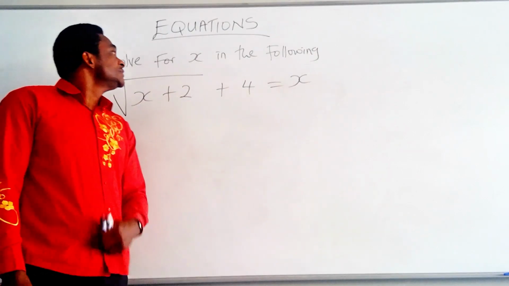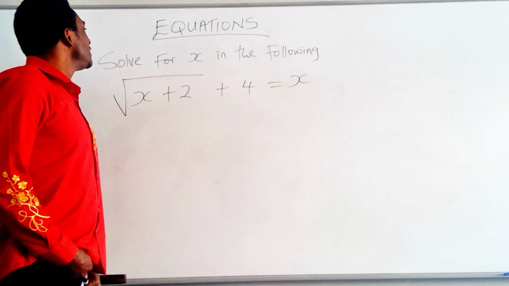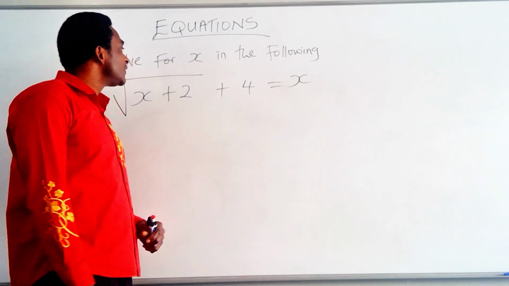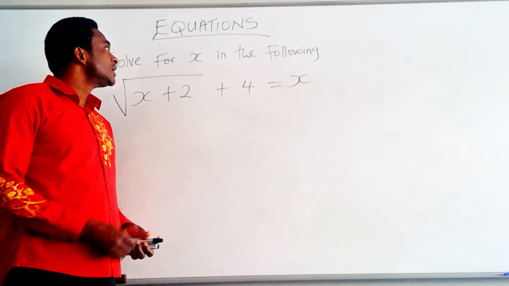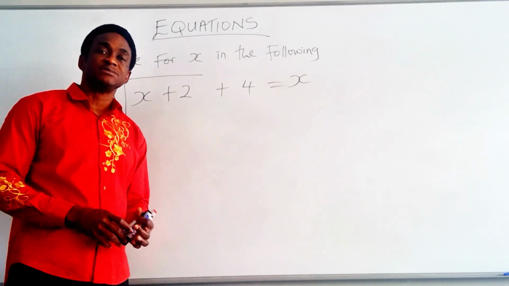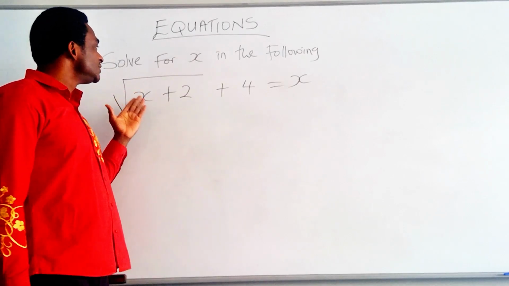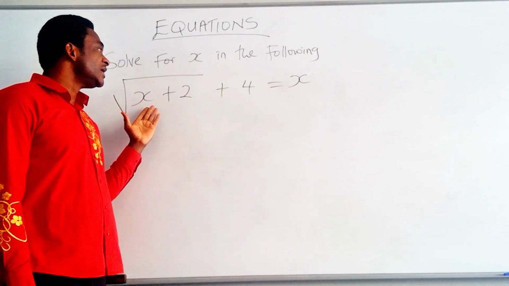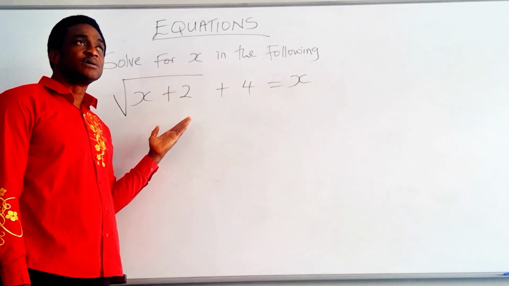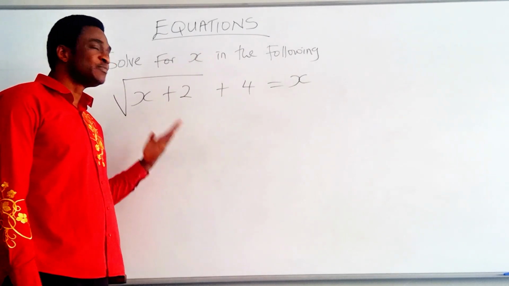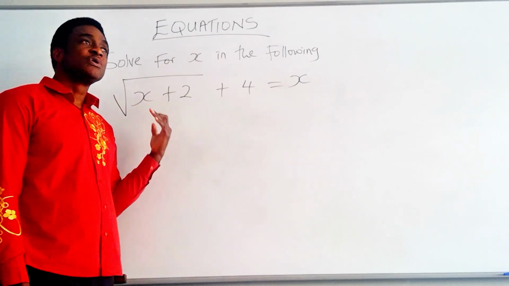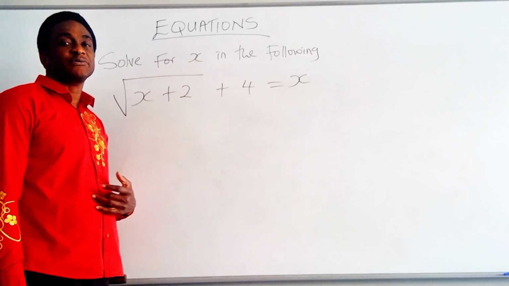Alright, lovely people. Let's go through equations, and specifically surd equations. We're going to look at surd equations. How do we identify a surd equation? The first thing you will notice is that you have the variable and the number inside the root. So this cannot be an exponential equation. That is a surd equation, because we have expressions inside the root.